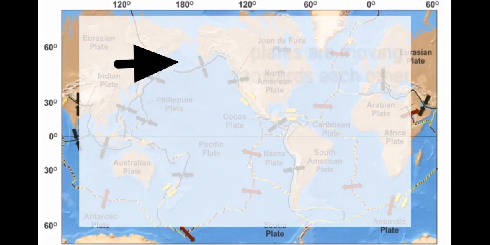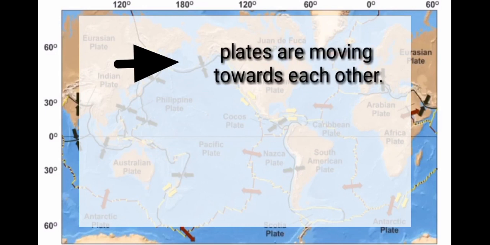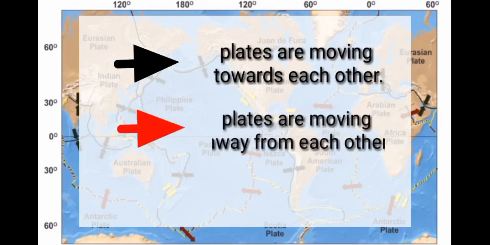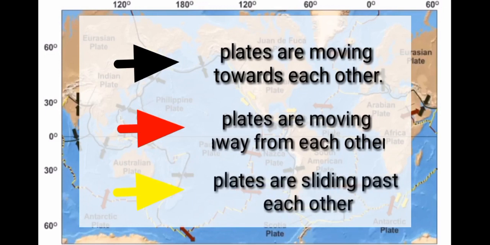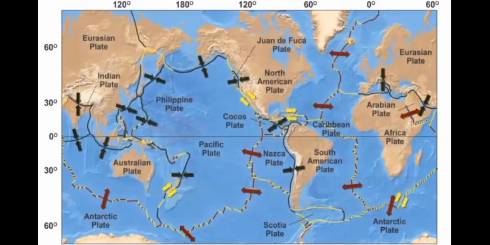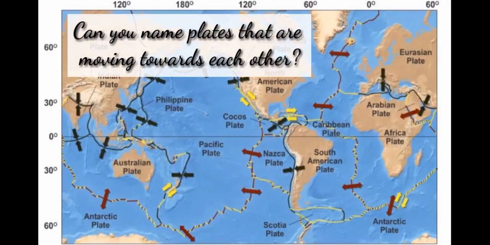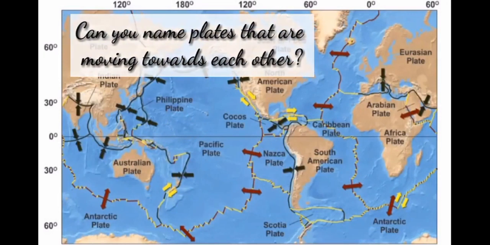Black arrows indicate that plates are moving towards each other, red arrows indicate plates moving away from each other, and yellow arrows indicate plates sliding past each other. Can you name plates that are moving towards each other?